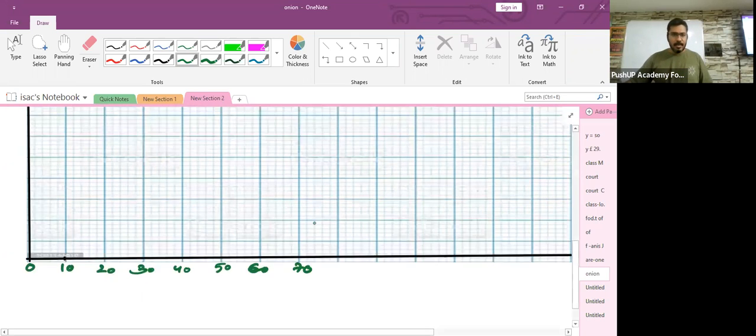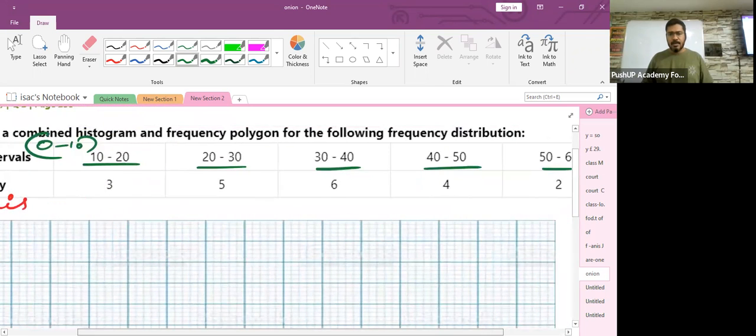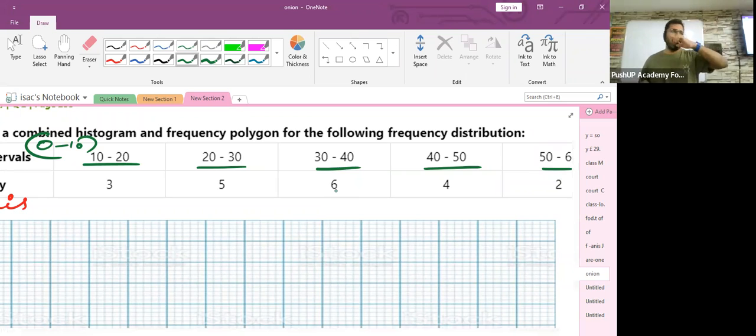Now, let's look out for the frequencies which we have to plot. Children, 3, 5, 6, 4, 2. As I told you yesterday, there is a knack of finding out how you should divide the y-axis for representing the frequencies. Look out for the highest frequency. 3, 5, 6, 4, 2. Which is the highest frequency? 6 is the highest frequency.